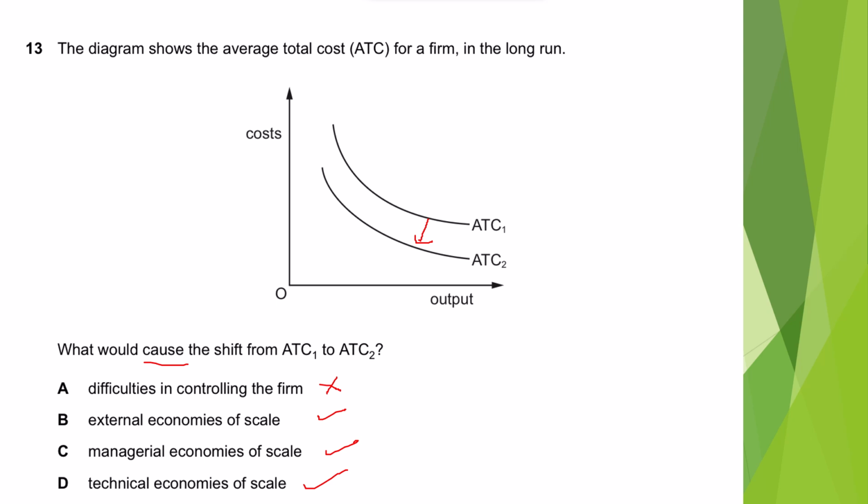As the curve is shifting, it means that the shift is due to external factors. If there is managerial economies of scale or technical economies of scale, these are internal, not external. If there is an internal change in the cost, it is going to be a movement along the curve. But this is because of the external economies of scale. So yes, B is the correct answer for this MCQ.